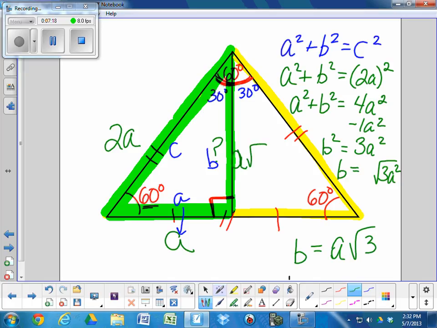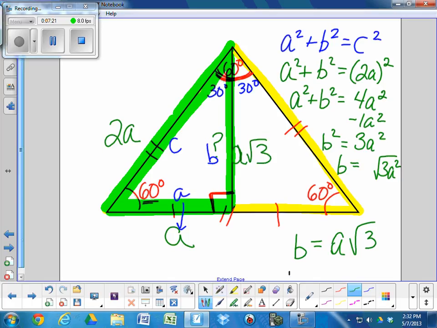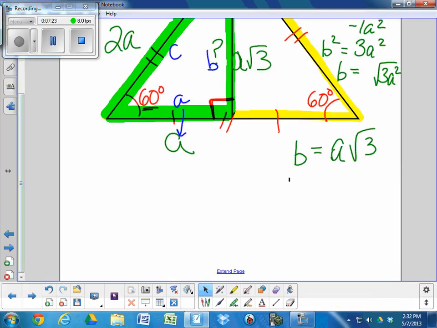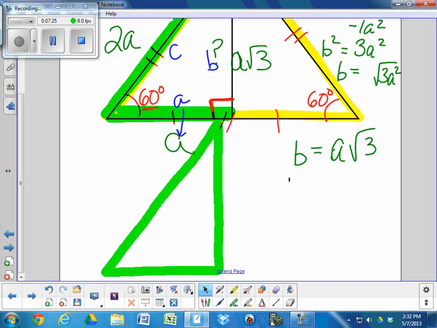A root 3. When you have a 30, 60, 90, which we have here, we have a 60, 30, 90. The smallest leg is called A. The hypotenuse is double A. And the longer leg, the medium side, this would be small, medium, large, the medium side is going to be A root 3.